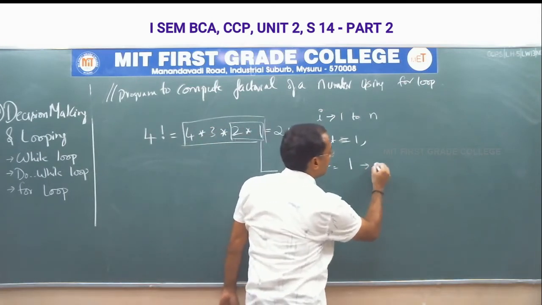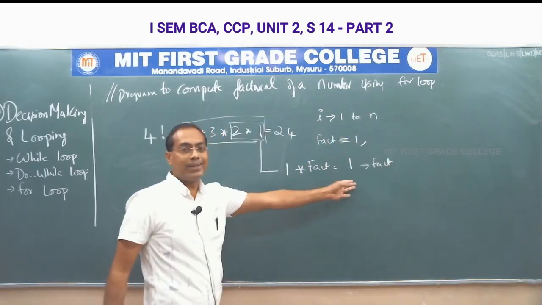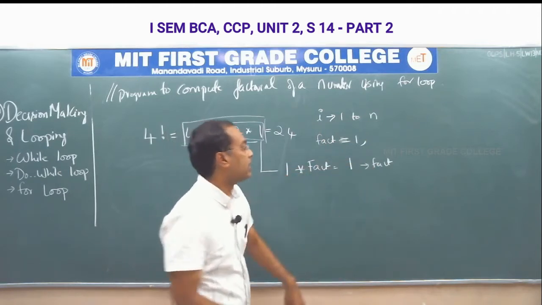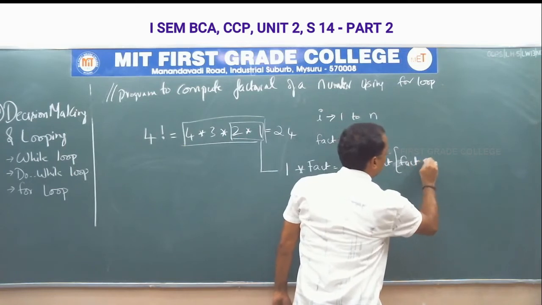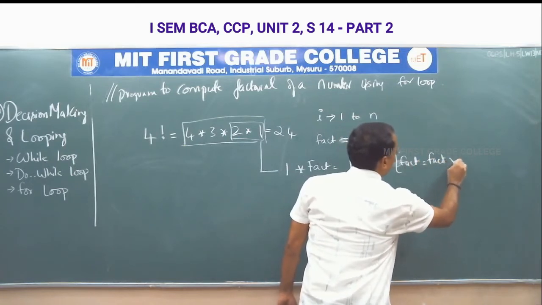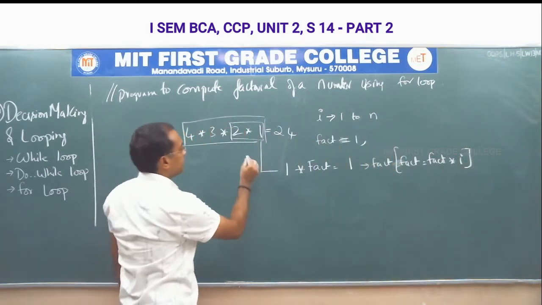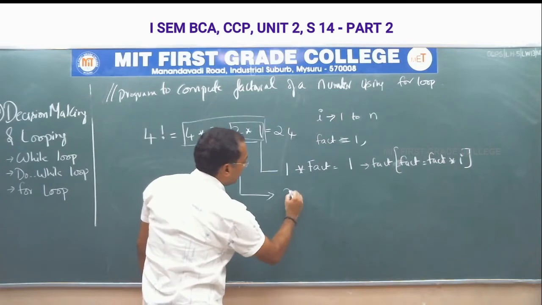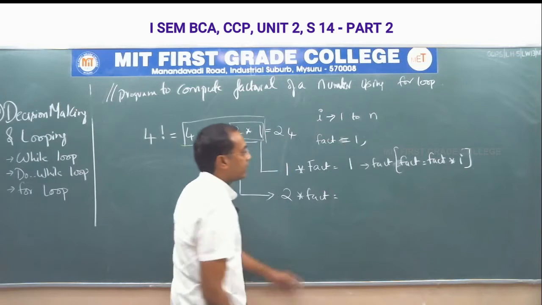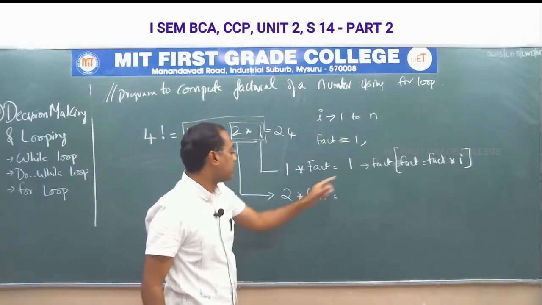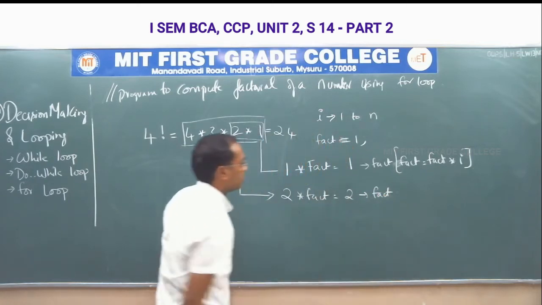Now I am going to assign this to fact. The latest answer that I got, I am going to assign to fact. So I can write it like this: fact is equal to fact into i. Isn't it? Next, I am going to take the second number 2 and multiply again by fact. What is the last value of fact? 1. 2 into 1 is 2. Now fact value is 2.